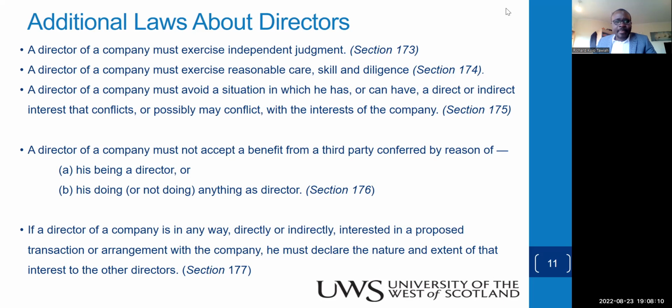Again, the director must not accept any benefit from a third party. It could be some gift, okay, some bribery. We don't want you to do that. It could influence and impair their judgment. So if a director of a company is in any way directly or indirectly interested in a proposed transaction or arrangement with the company, he must declare the extent, the level, the scope of interest that he has to the other directors, okay? Don't conceal it, and it's expected that they disclose this, and it is kept on file.